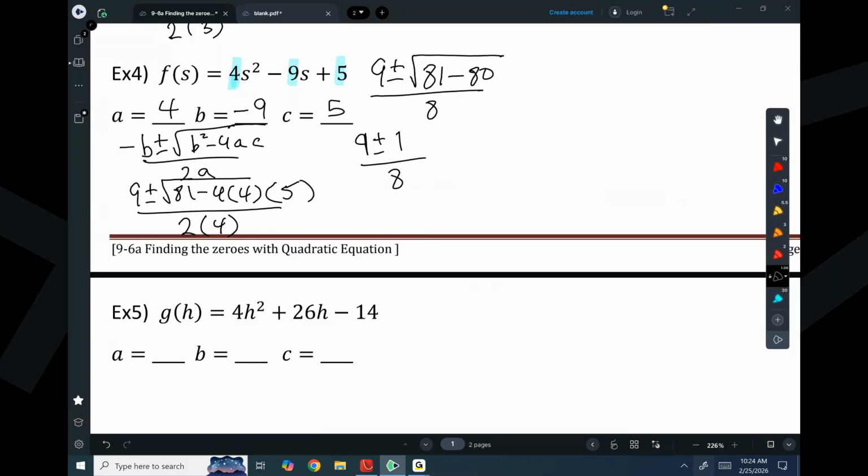Square root of 1 is 1, so it's plus or minus 1. So what do I do now? I break it off into 2 math problems, right? What are my 2 problems? 9 plus 1 over 8 and 9 minus 1 over 8.